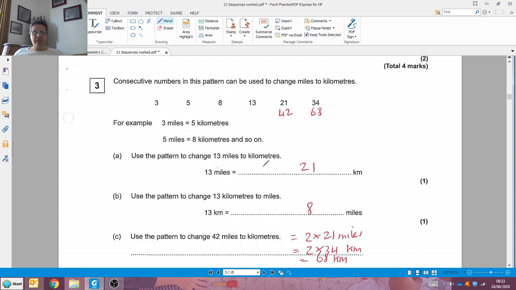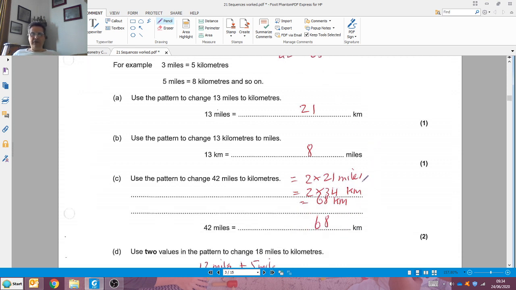So change 13 miles into kilometers. Well, 13 miles is 21 kilometers. 13 kilometers into miles: if these are kilometers, which is a smaller unit, you go back and get 8 miles. All right, it's easy. Use this pattern to change 42 miles into kilometers. Well, what I did was take 21 miles, which becomes 34 kilometers. So if you double up, that's 42 miles, which is what the question wants. Double up the 34, and you end up with 68 kilometers.